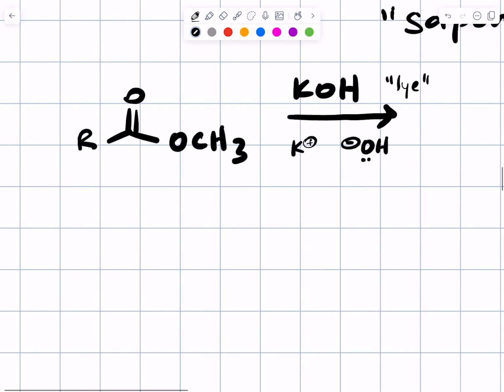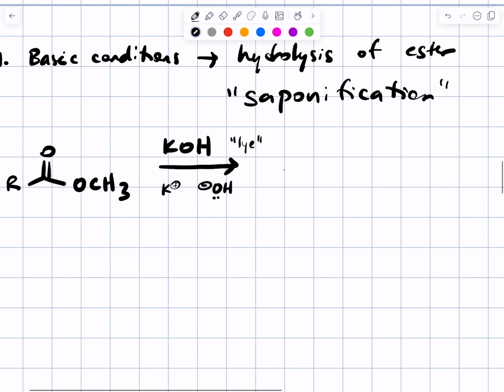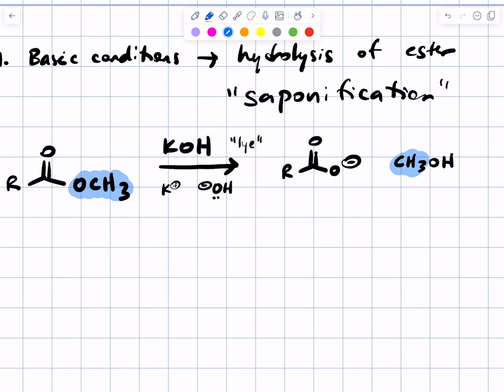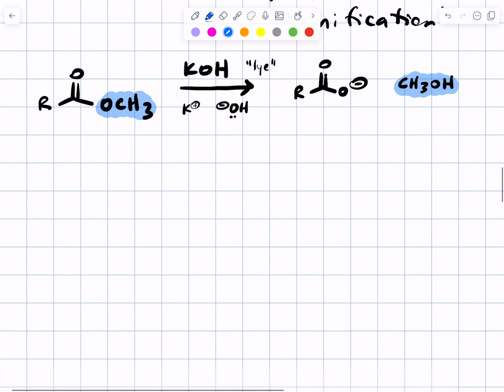So anyway, the products of this reaction are the carboxylate and then the alcohol. The OR group from the ester ends up leaving as the alcohol. One of the oxygens of the carboxylate comes from the OH of the reagent.